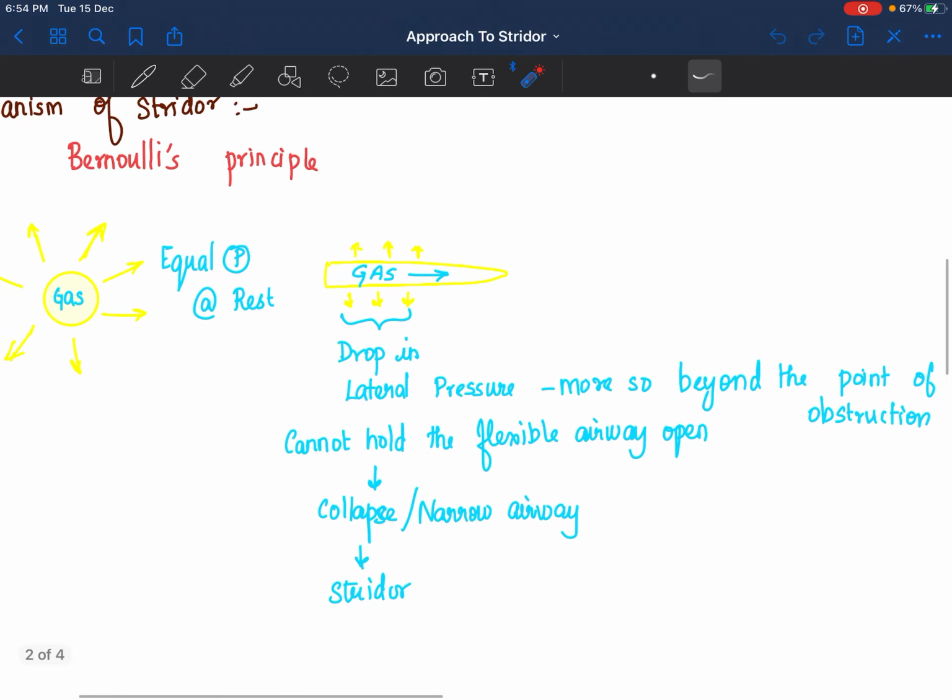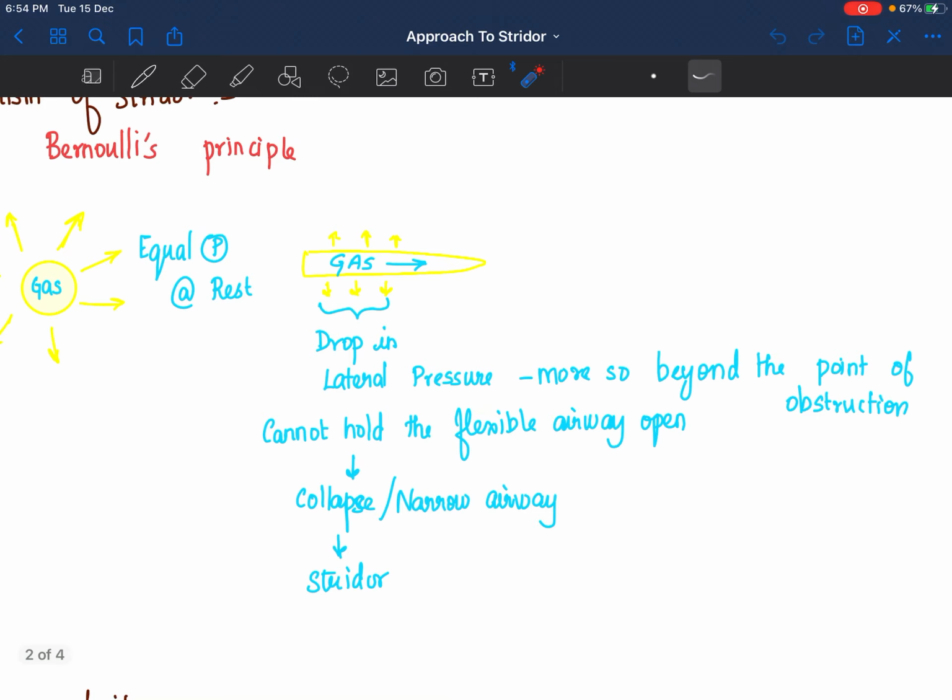Imagine an infant whose walls are already slightly floppier compared to that of an older child. So they are more prone to have this airway collapse. Imagine a child who is having a narrowing in the airway, secondary to whatever reason. The drop in pressure is going to be more beyond this obstruction. Hence, this drop in lateral pressure, which will not be able to hold the flexible airway open, will cause the collapse of the narrowed airway beyond the point of obstruction, and this results in a stridor.